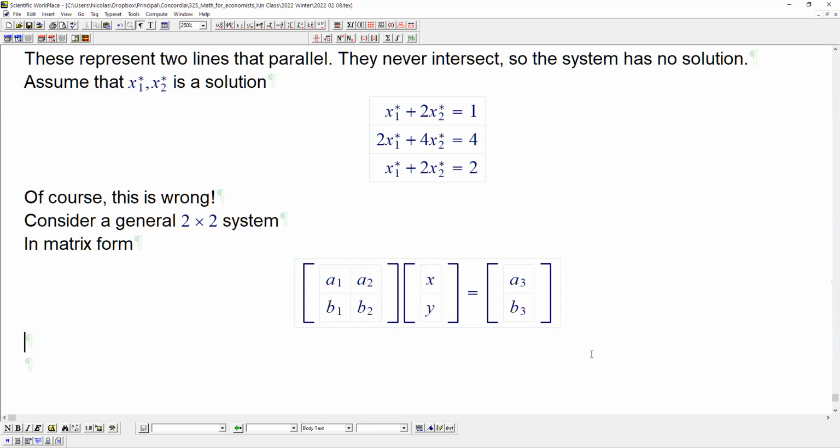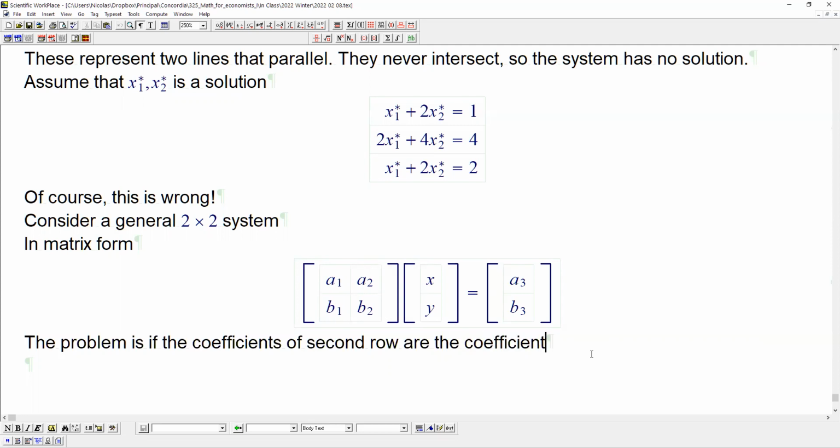So as we said, the problem is if the coefficients of the second row are multiples... how can I express this? If the coefficients of the second row are the coefficients of the first row, multiplied by the same constant.